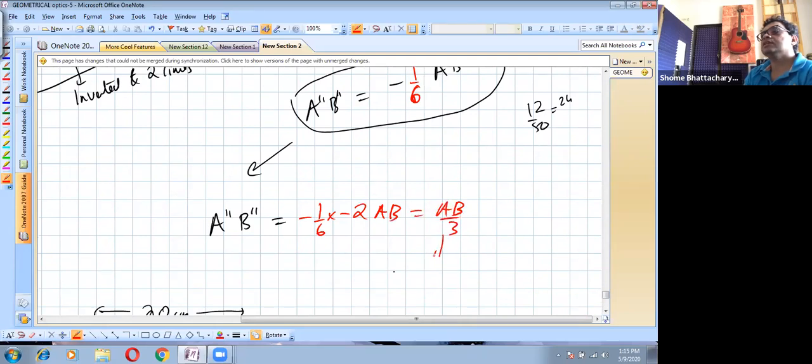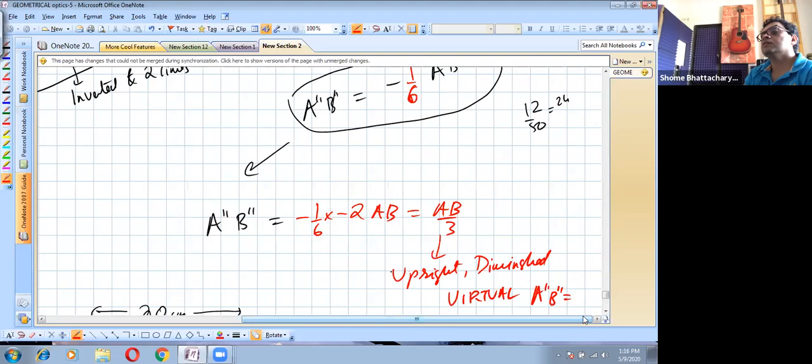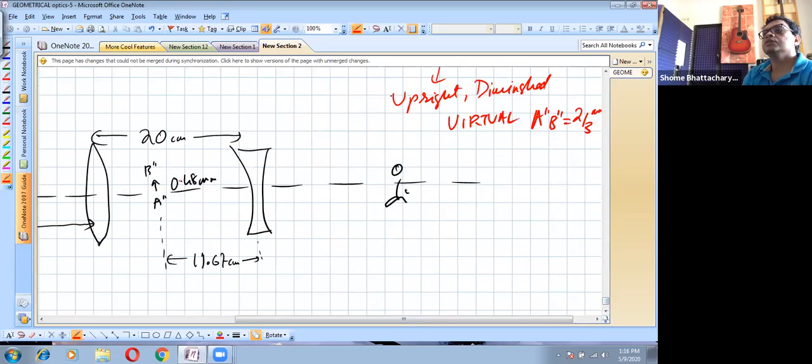So that is what it is telling you, that it is an upright, diminished, virtual image such that A double prime, B double prime is 2/3 of a millimeter. So that should be the final answer. So this should be 0.67 millimeters. Is it correct now, Ganesh?